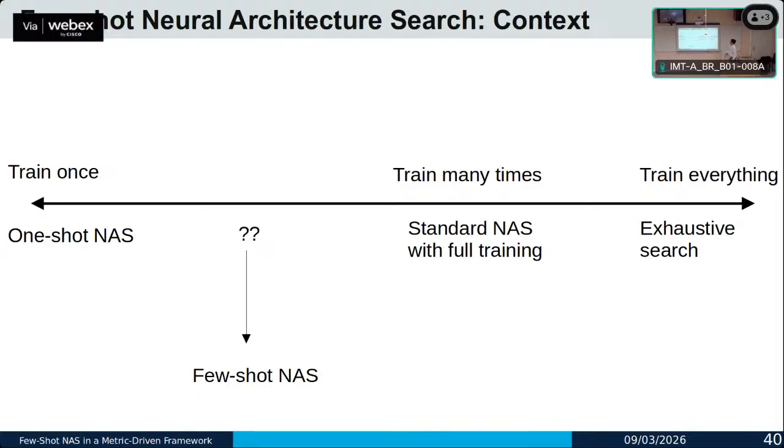So in this context, we can see that we already have different ways to approach NAS in terms of how many architectures we are going to train. If we do no NAS at all and just do an exhaustive search, then we train everything. The standard NAS pipeline would be to train many times in order to fit our sampling algorithms. Then if we train only once, that is SuperNet-based NAS or one-shot neural architecture search. And in between all of this must be some kind of few-shot neural architecture search where we train a few times.